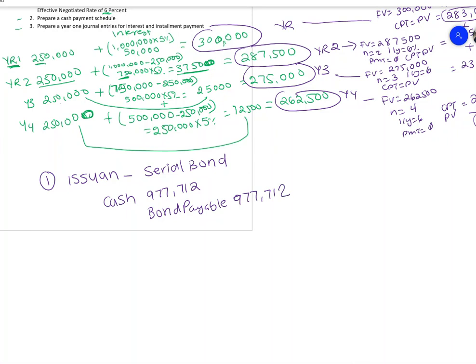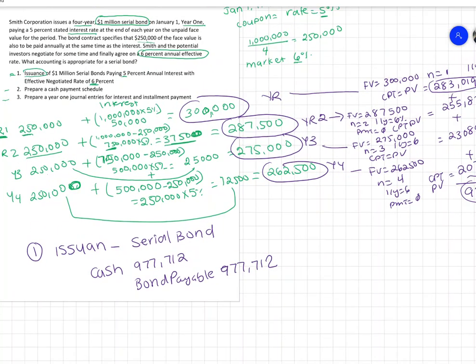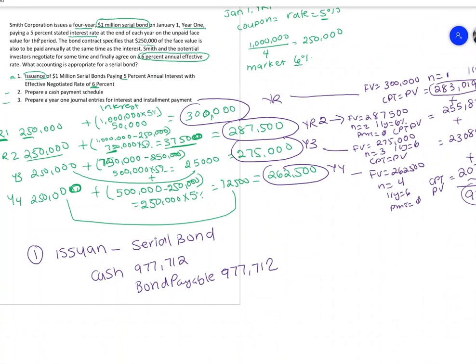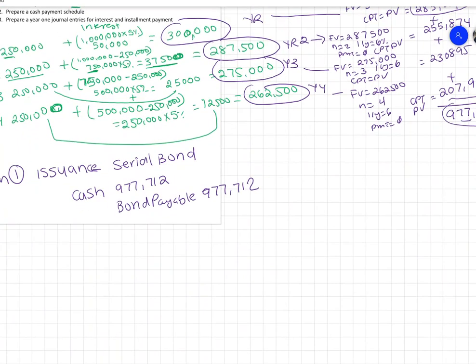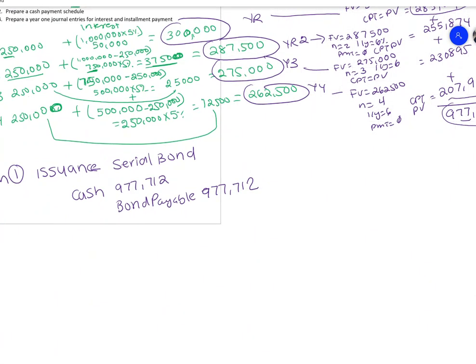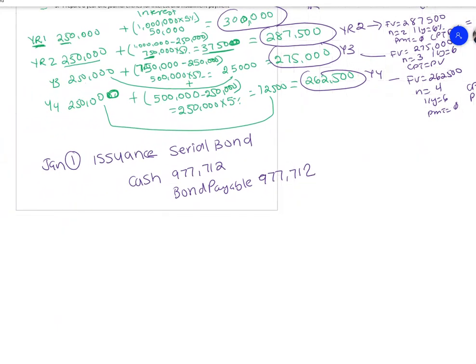Now when we are doing the second entry, the question was saying that the bond contract specifies that 250,000 of the face value is also paid annually at the same time as the interest. So if the issuance of the bond was on January 1st, now 1 year has gone by. Now we have to make our first installment, and we also have to make a first payment.